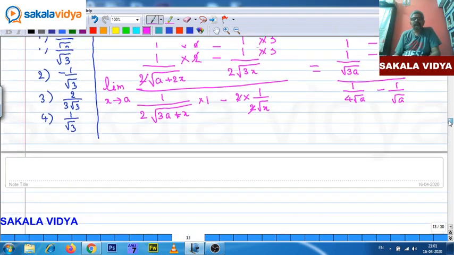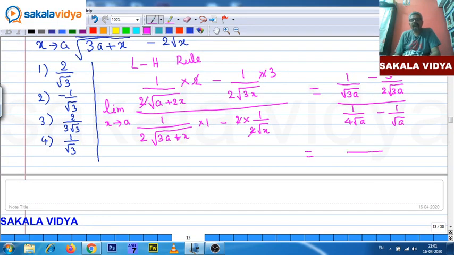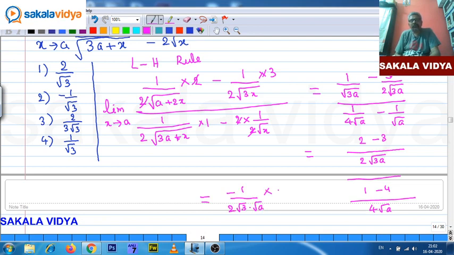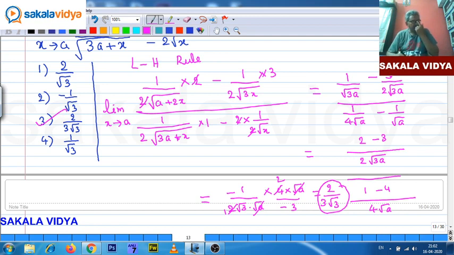Let us see now. This equals 2 root of 3a, root 3a cancelled, 2 minus 3 upon here 4 root a, 1 minus 4. So, this equals minus 1 by 2 root 3 into root a, multiplied by 4 into root a by this minus 3. Root a gets cancelled, 2 ones are 2, 2 twos are 4, and minus minus gets cancelled. We have 2 by 3 root 3. So, third option is the right option. Right.